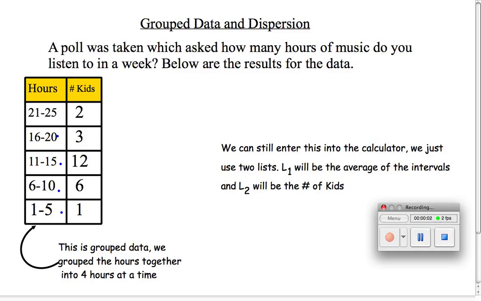Okay, today we're going to talk about grouped data and the dispersion. That means how the data falls out. So we'll start with a really easy one. A poll was taken and asked how many hours of music do you listen to in a week? And below here you can see the result for this data.